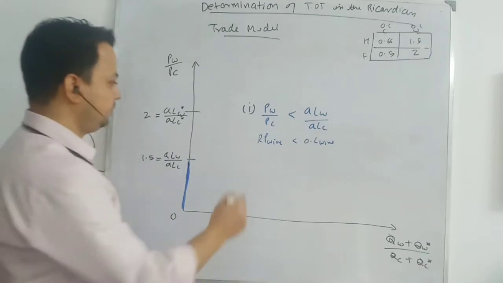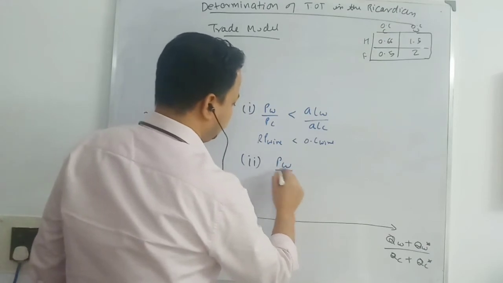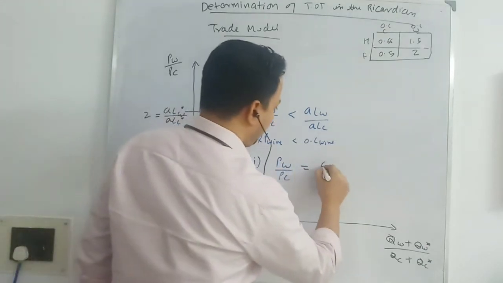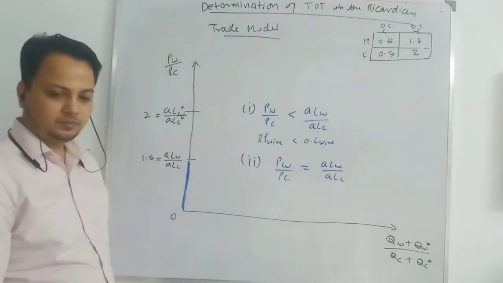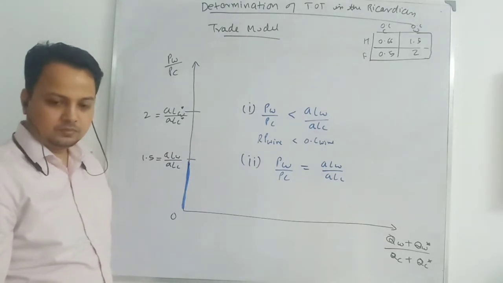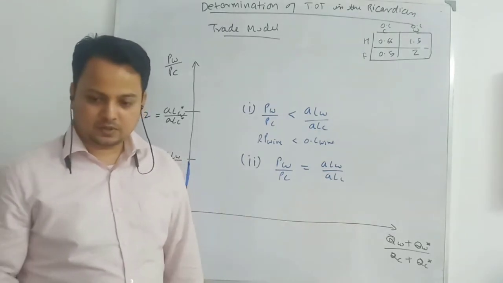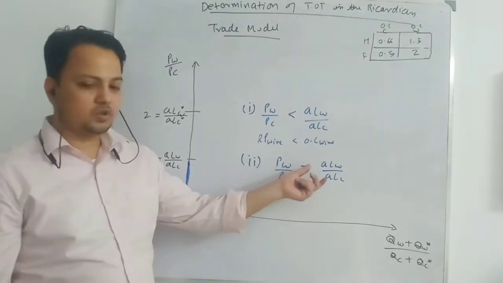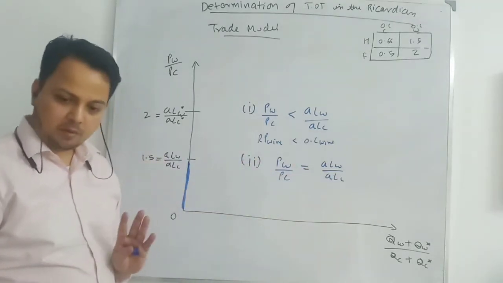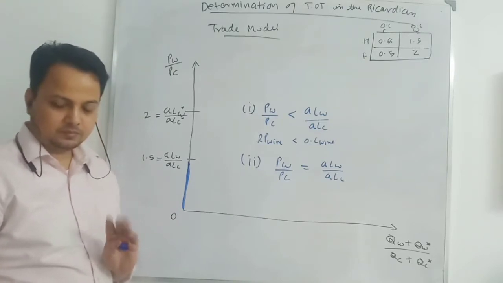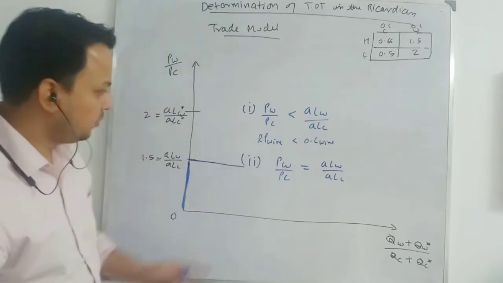Okay. Now second point. When PW by PC, the relative price of wine, equals the opportunity cost of producing wine, what will happen in the home country? Home country will be indifferent between producing wine and cheese, right? Because the opportunity cost of producing wine in terms of cheese is equal to the relative price of wine. Everyone agree? Okay. So you will be having net supply like this for the second point.